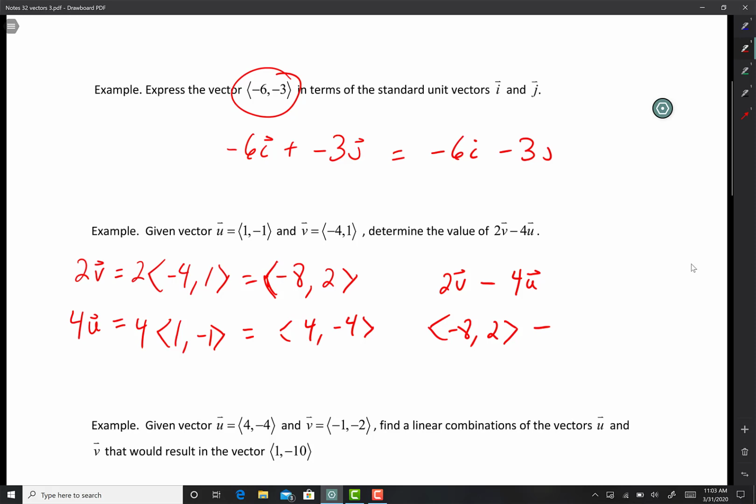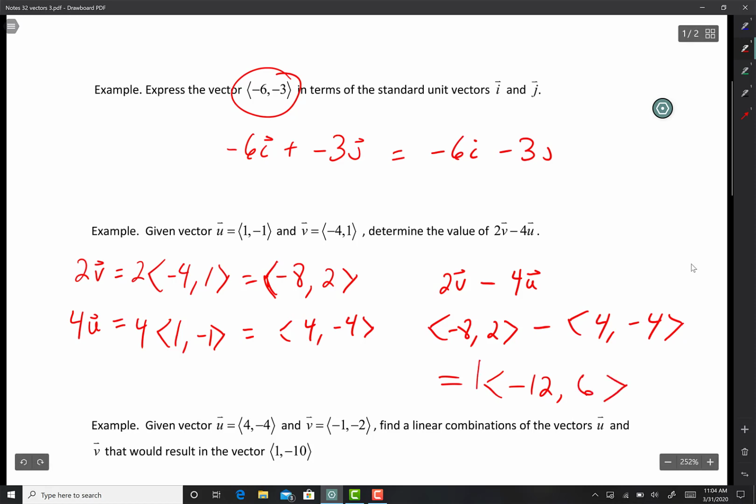Minus 4u. So I'm going to subtract this vector here, 4 comma negative 4. When I do that, negative 8 minus 4, that's a negative 12. And then 2 minus a negative turns to a plus. 2 plus 4, that is a 6. So there it is: negative 12 comma 6. Now let's look at how it's going to look in Delta Math.